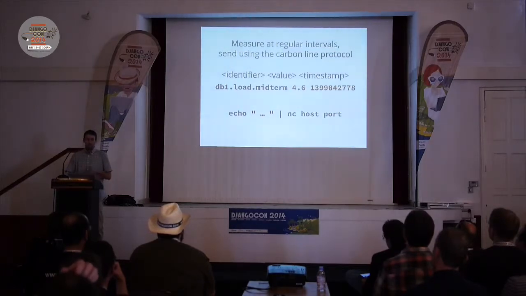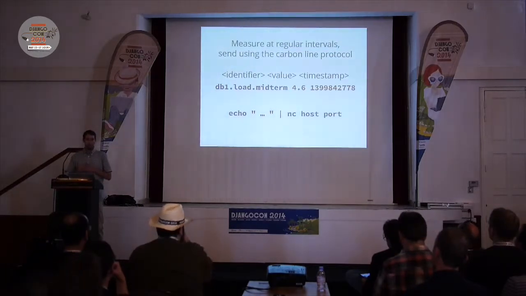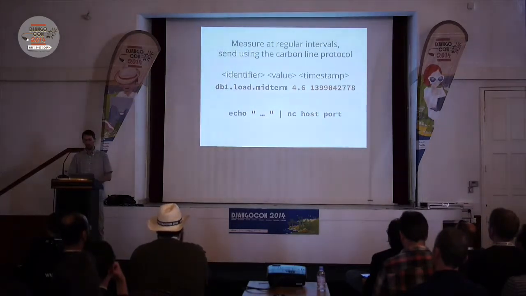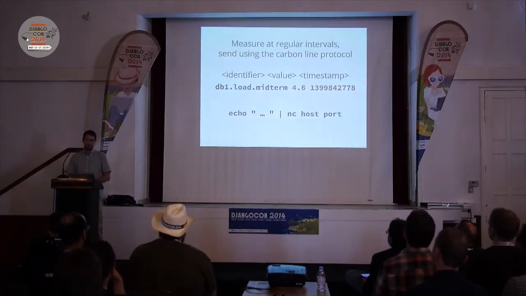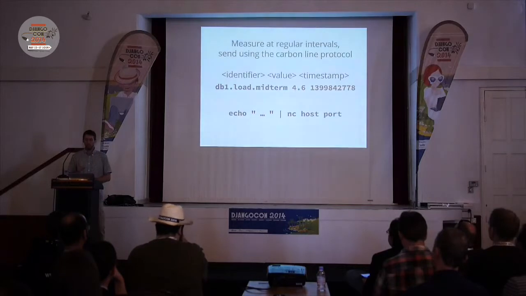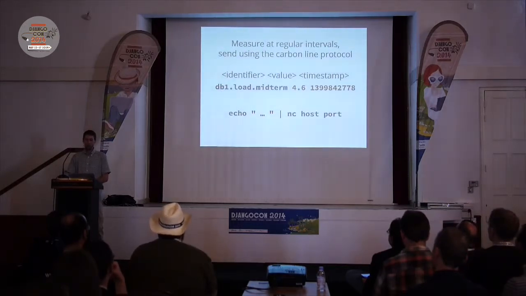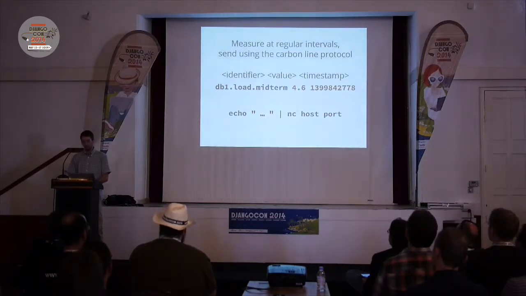So Carbon is a daemon that listens on a UDP connection, and basically you can send it data using what is called the Carbon line protocol. It's a very simple protocol where you just send a line containing an identifier for your metric, a value, and a timestamp. It's simple enough that you can use it in bash scripts or in basically anything. So it's very easy to emit metrics for Carbon from any piece of software.